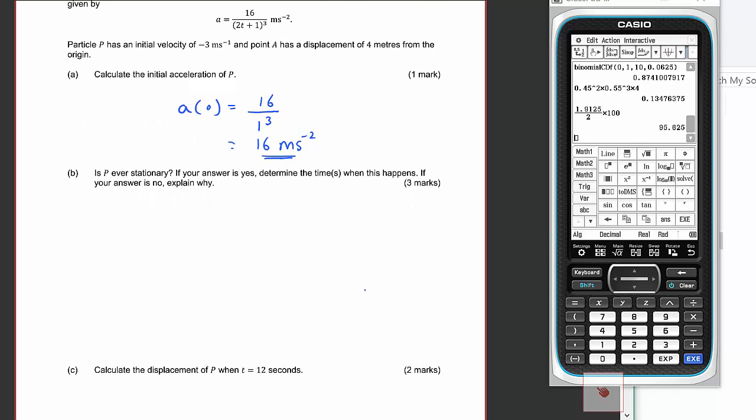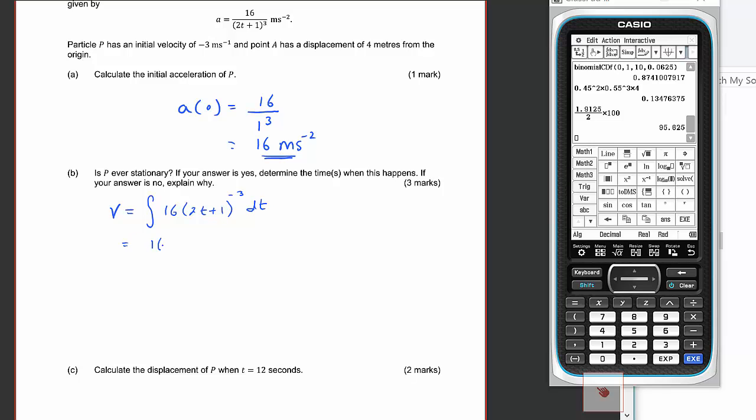Is P ever stationary? If your answer is yes, determine the times when this happens. If your answer is no, explain why. So we want velocity now. To get velocity, we're going to integrate acceleration. Remember, you can do this on the calculator. So that's the integral of 16 (2t plus 1) to the -3 dt.